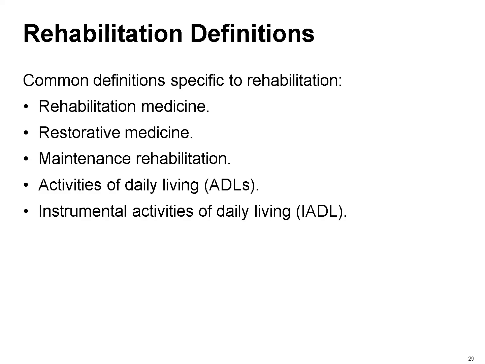Restorative medicine aims to restore a function that has been lost. This is particularly important for individuals recovering from injury or illness. Maintenance rehabilitation, on the other hand, strengthens and preserves a function that may be gradually declining. This approach is often used for chronic conditions.